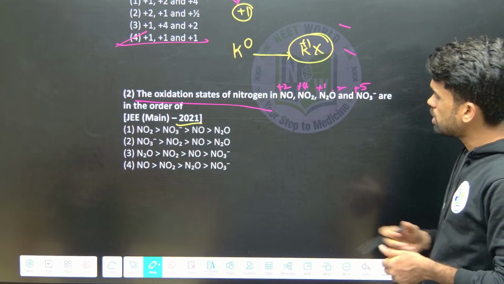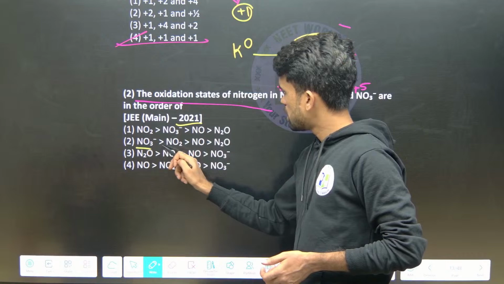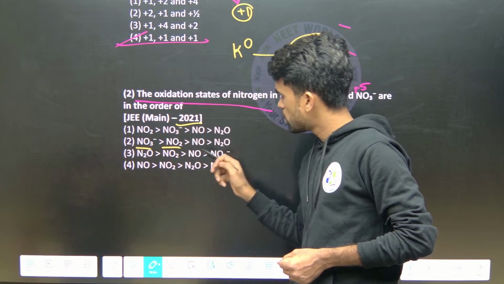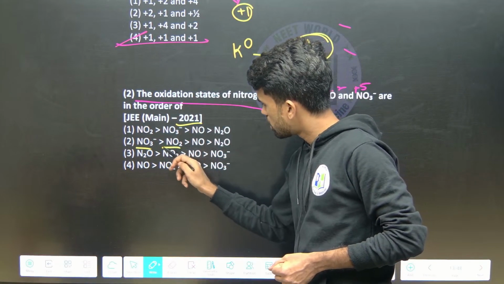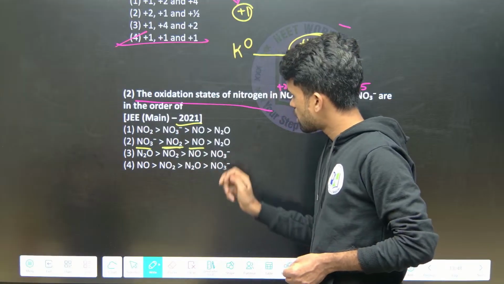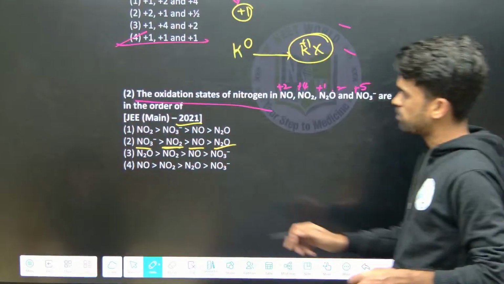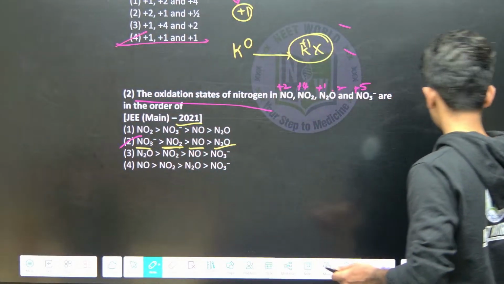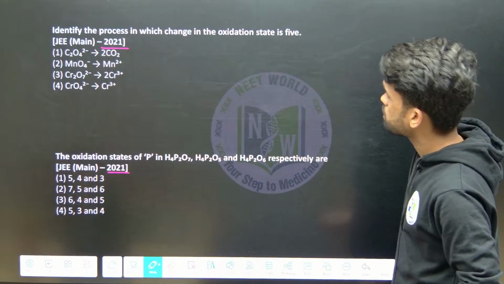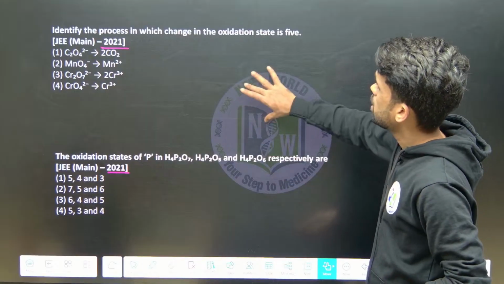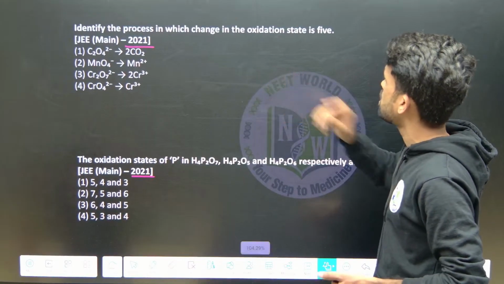So, based on that, NO3 minus nitrate, nitronium ion, nitrogen dioxide, nitric oxide, nitrous oxide N2O. Okay, that's it. So, second option will be perfectly correct, right? Next, tell me for this what they are saying. Identify the process in which change in oxidation state is 5.